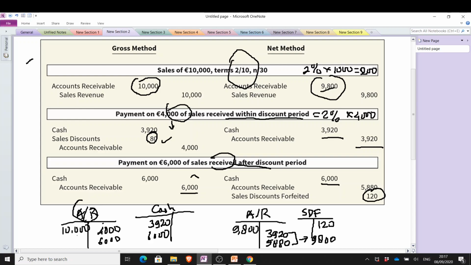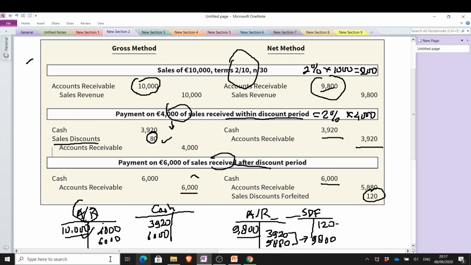While when you use a gross method, the account receivable is 10,000, while here the account receivable is only 9,800. But the difference of 80 euros went to this sales discount. So we have sales discount here to record as the difference between both.